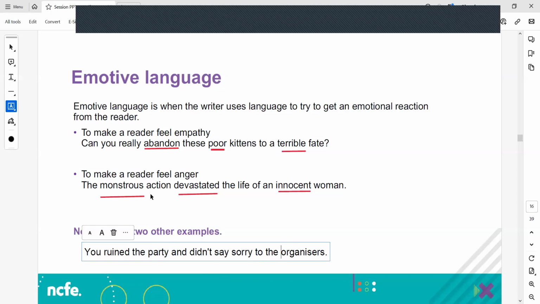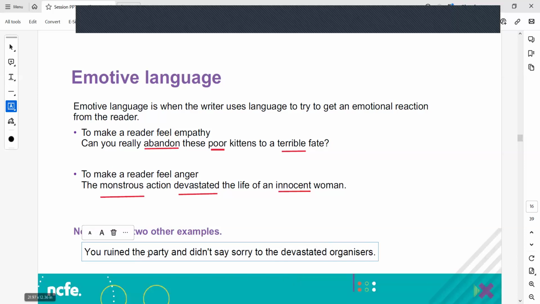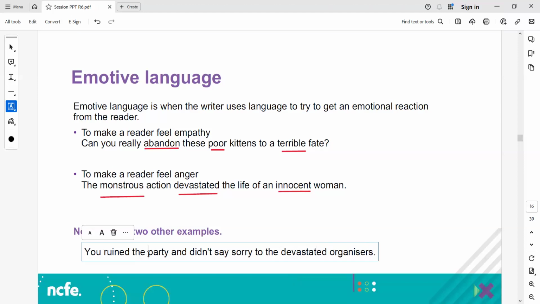It's used here in our second example, the monstrous action devastated. So the devastated organisers. So the party has been ruined. They are devastated now. They're devastated because before it was ruined, how was the party going? Like, what kind of party or event was it? It was great. They were having fun, enjoying themselves.